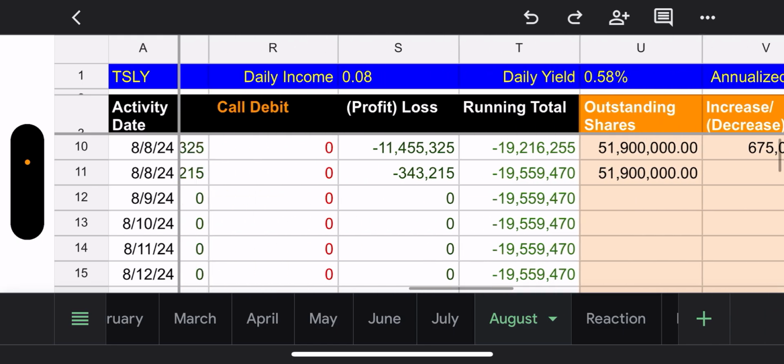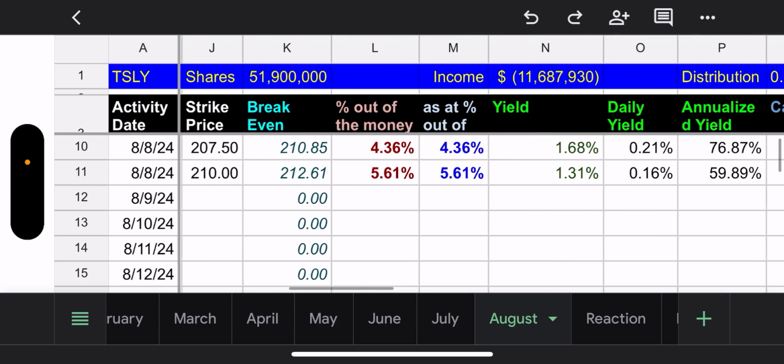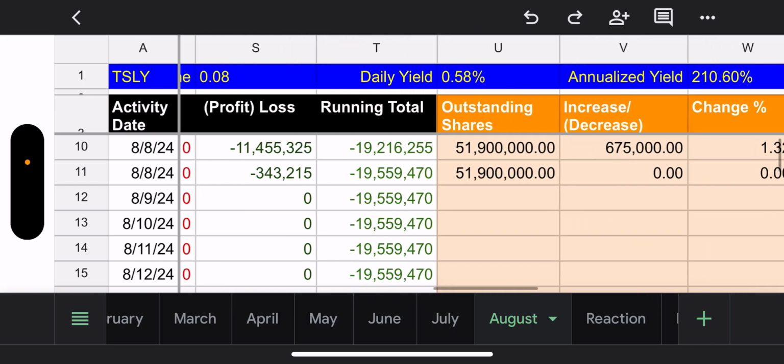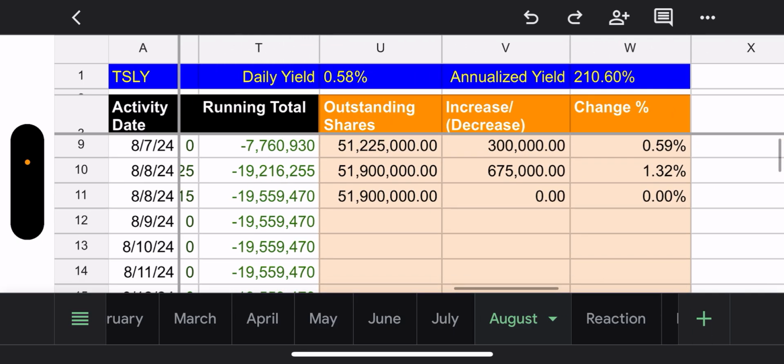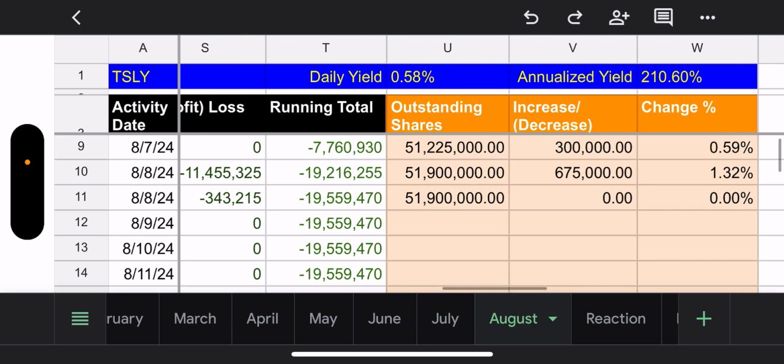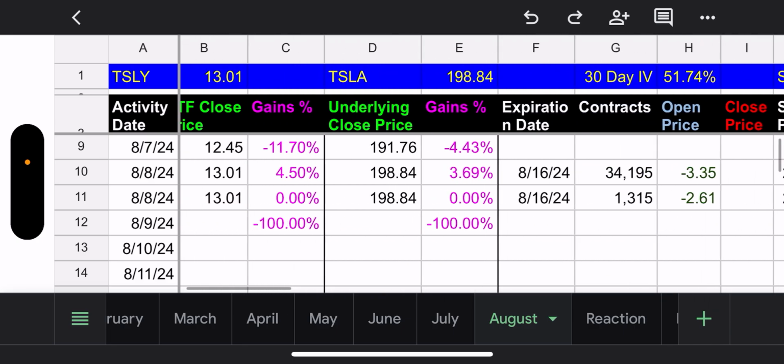Outstanding shares. Let me just make sure I didn't. Yeah, no change. Well, no, there was a change, right? Because there's 2 lines for yesterday. Yeah, so outstanding shares did go up by 675,000. So nice jump there.